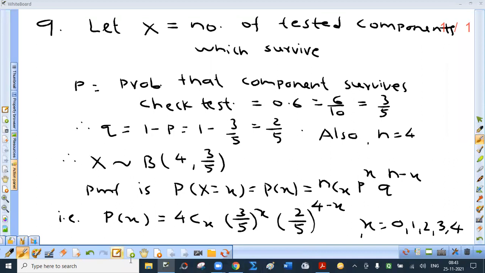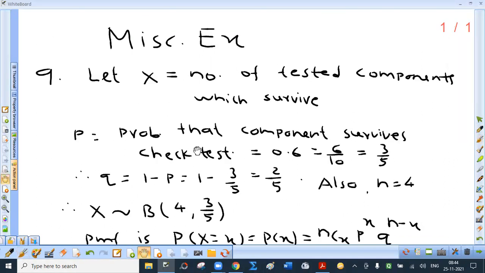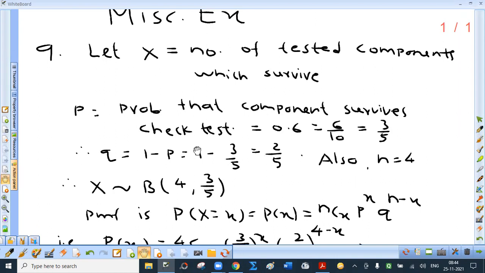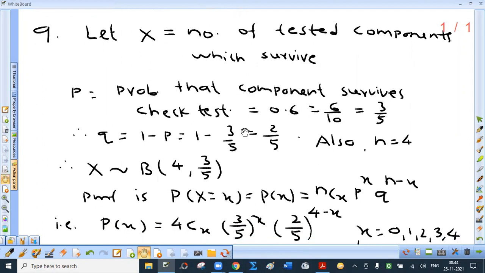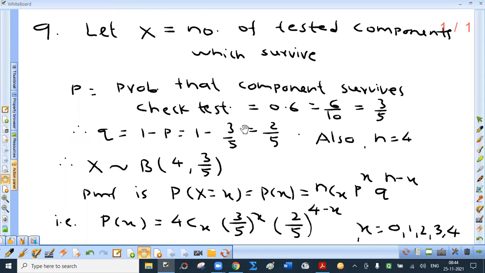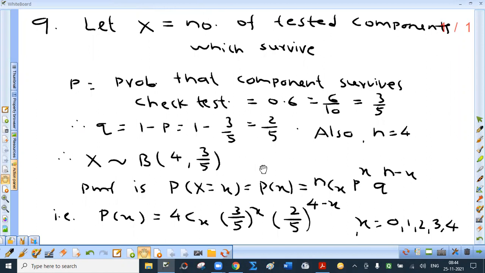Now miscellaneous exercise, sum number 9. Okay. The probability that a certain kind of component will survive a check test is 0.6. Find the probability that exactly 2 of the next 4 tested components survive. Okay. Let X be the number of tested components which survive. P is the probability that a component survives the check test. It is given as 0.6, that is 6 by 10, that is 3 by 5. So Q is 1 minus 3 by 5, that is 2 by 5. Also N equal to 4.